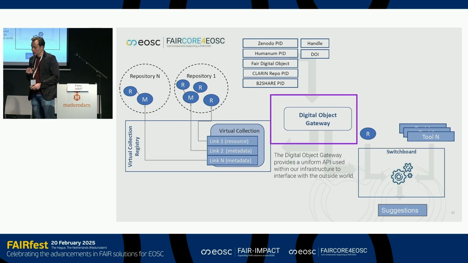And finally, we have the Digital Object Gateway. This is an API that we use within our infrastructure to interface with all kinds of PID systems and repository systems. And the aim is that it should provide a single API into these various systems.